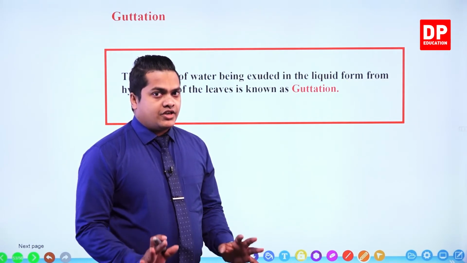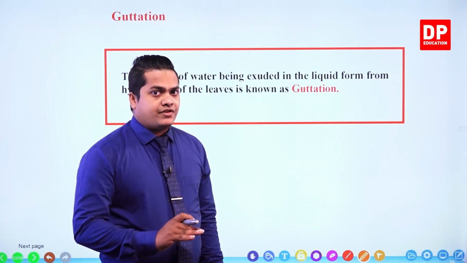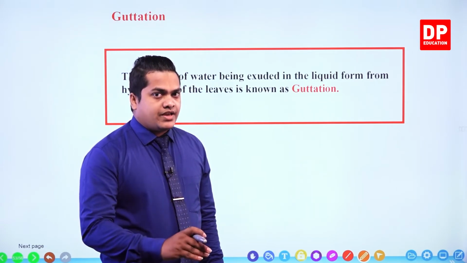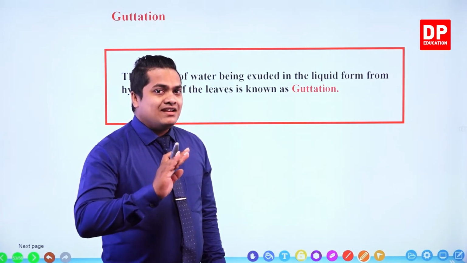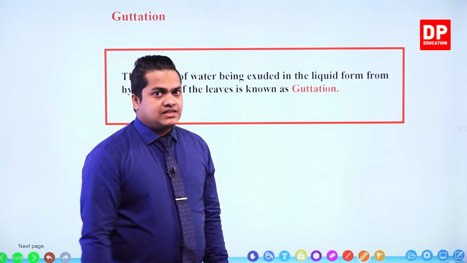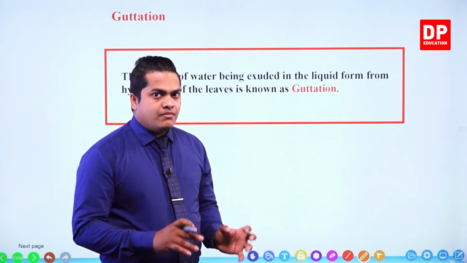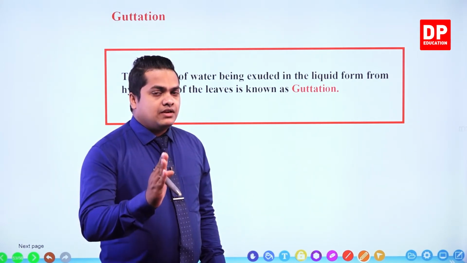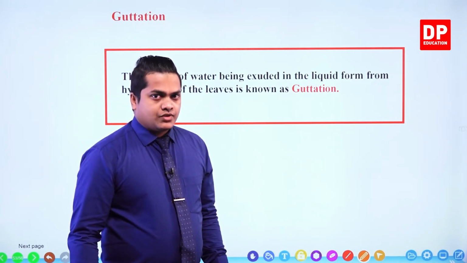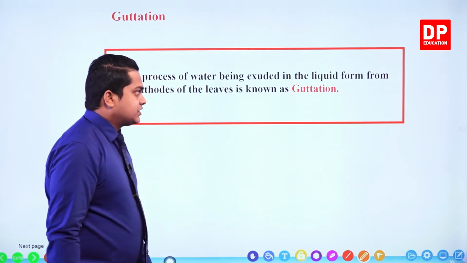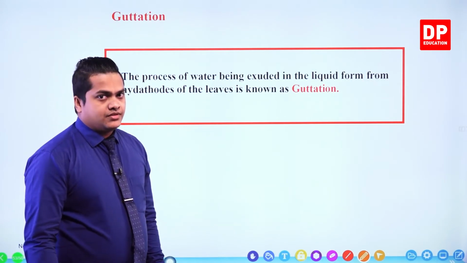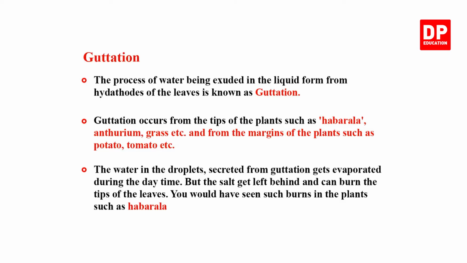Right? Guttation and transpiration, they are way more different. Remember that. Transpiration happens in vapor or gaseous form through stomata. Guttation happens in liquid form or as liquid droplets but through hydathodes. Okay, right. So this is the guttation. The process of water being excluded in the liquid form from hydathodes of the plant leaves is known as guttation.